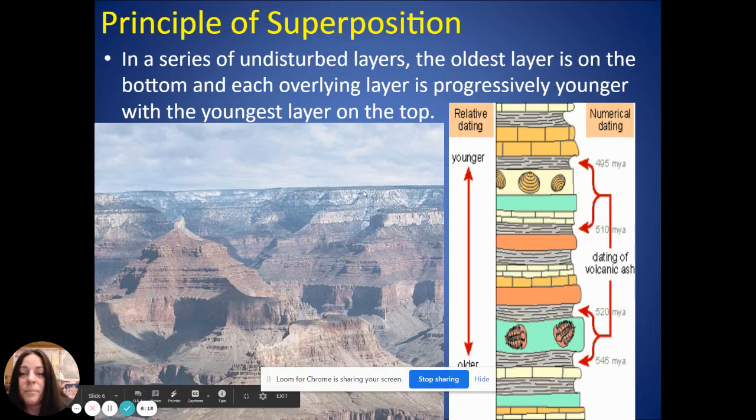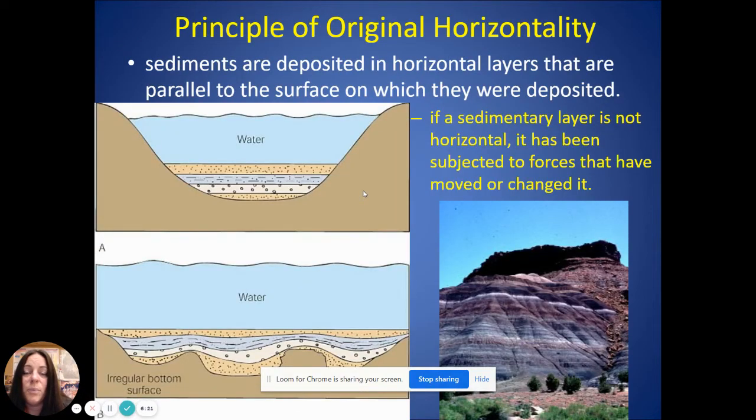Super easy. So the next one is the principle of original horizontality, meaning all sediments are deposited horizontally. If we looked at this outcrop, it's in southern Utah down here, you can see all of these nice little horizontal layers going through, and that's called stratigraphy. You've got sweet lines right after another, and what the principle states is that sediments are deposited in horizontal layers, and they are parallel to whatever surface they were deposited on.